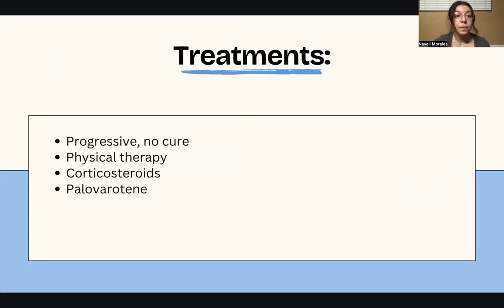Treatments. For these treatments, there's no cure, unfortunately. So what we will be doing is trying to reduce how fast bone is formed in these tissues. I already mentioned physical therapy to prevent injuries, harm. Another one is corticosteroids, and this will basically help with the inflammation of the bones or of the tissues. Now, palovarotene is a fairly new medication specifically made to treat FOP, and we will talk a little bit more about that.